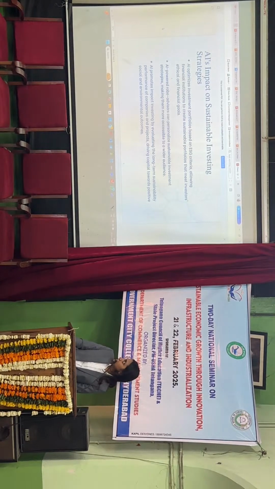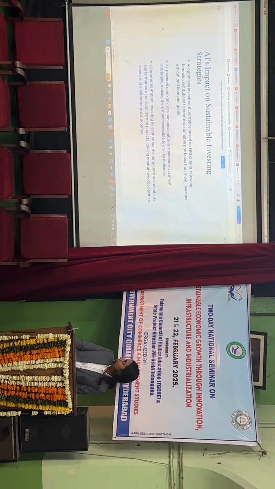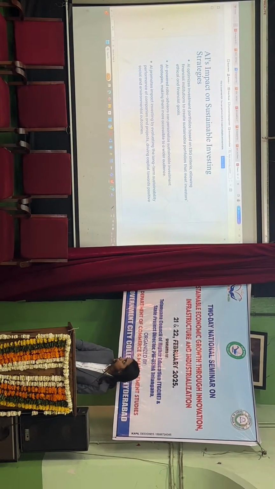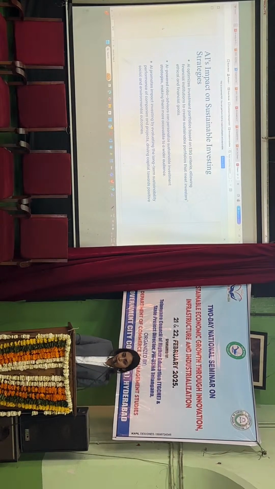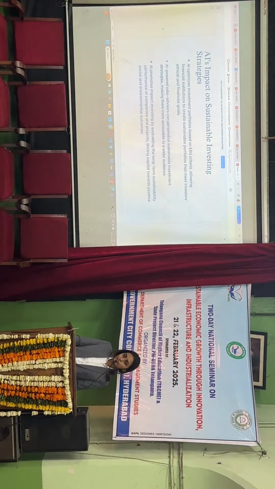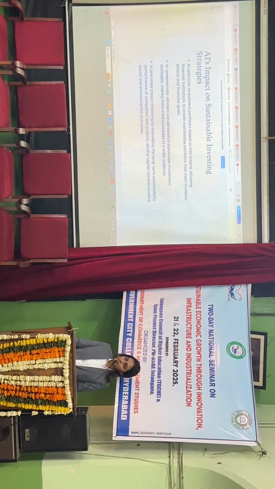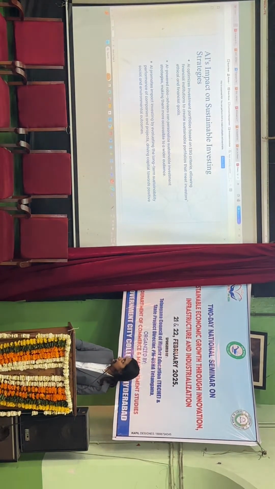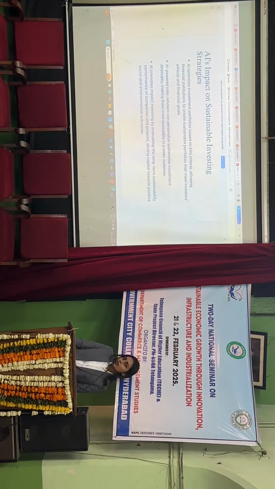AI's impact on sustainable investment strategy. AI optimizes investment portfolios based on ESG criteria, allowing financial institutions to create sustainable portfolios. That means, while I was talking before, when we think about portfolios, we think not only about profit alignment, but also environment alignment. AI-powered robo-advisors can personalize sustainable investment strategies, making them more accessible to a wider audience.